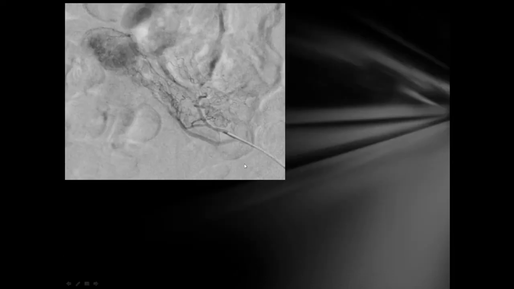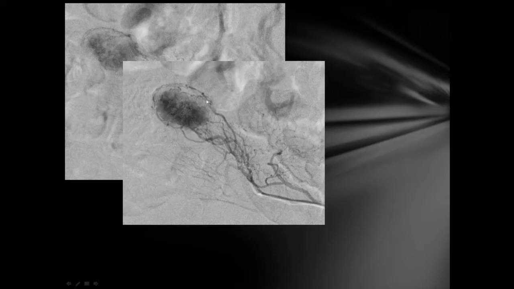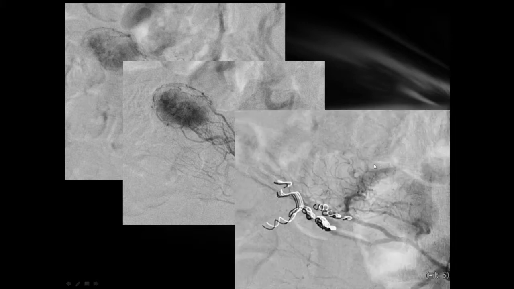The feeding vessel was selectively catheterized, and a selective injection shows this to better detail. You see this densely enhancing mass with several vessels supplying it. This patient had already had a known renal cell metastasis to the small bowel, which had been resected previously, so this was suspected to be the same.